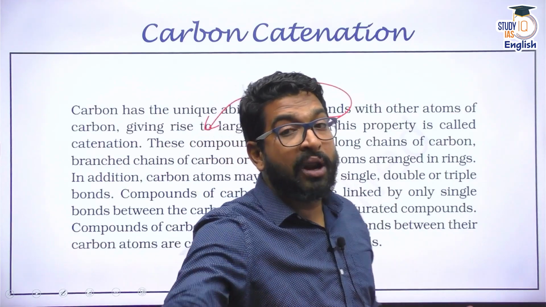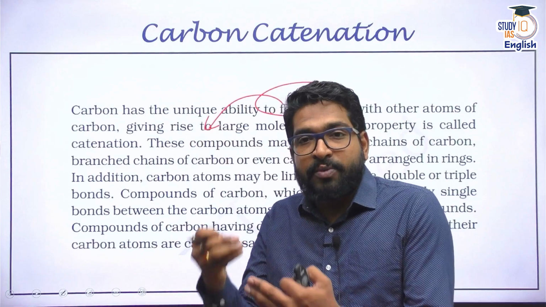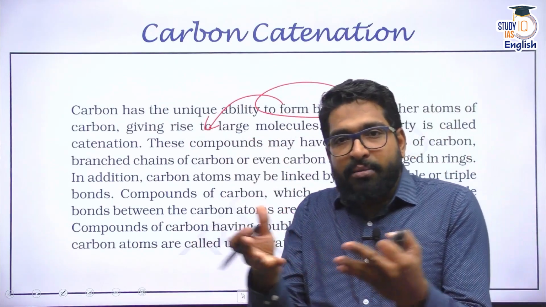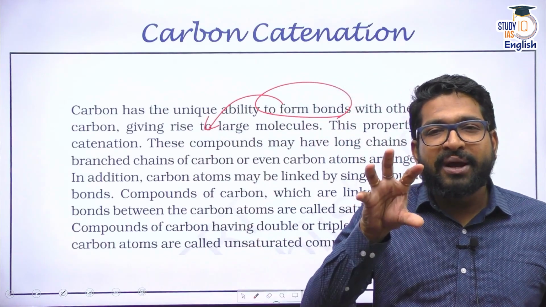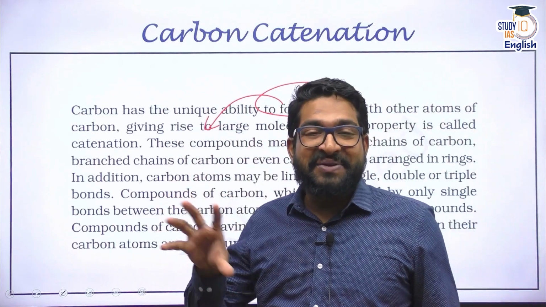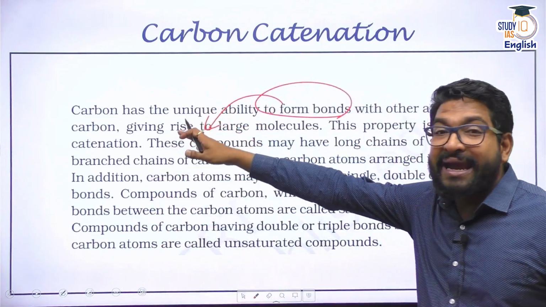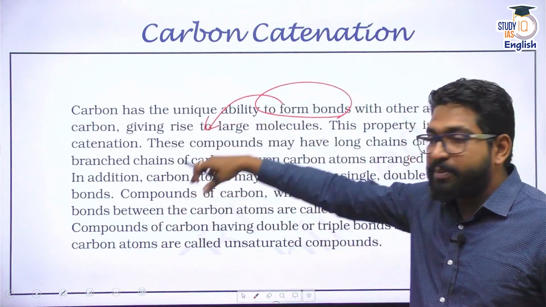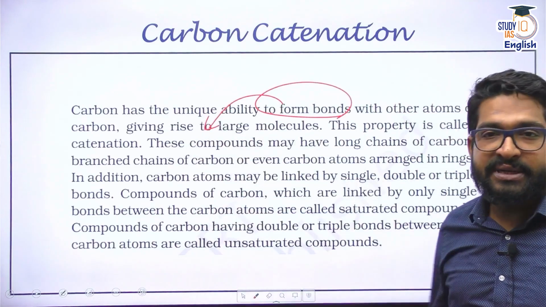Now we call them hydrocarbons. Carbon has the property to first of all form a bond with itself and then bond with hydrogen. That is why in organic chemistry we have so many compounds made of carbon and hydrogen itself. We call them hydrocarbons. Why do we get them? Because of the property of catenation. That means we can add hydrogen to it, we can add more carbon to it, we can add other compounds as well. We'll talk about these hydrocarbons in some time.